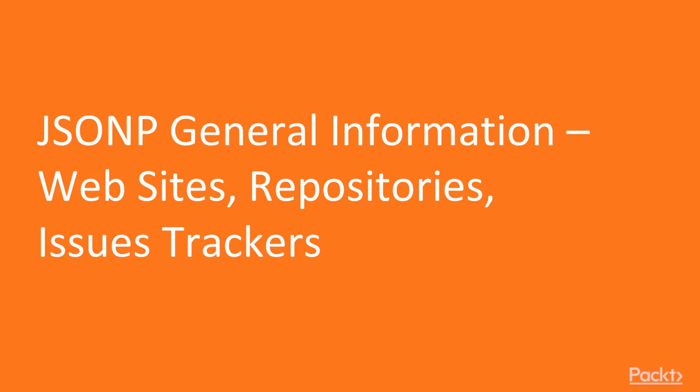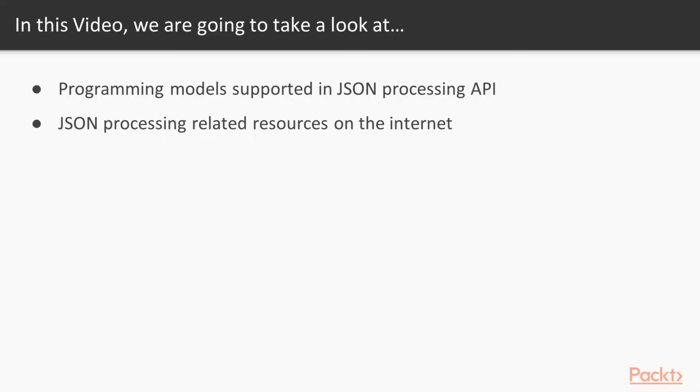Here is the first section 2 video, JSONP overview. In this video, I'll give you an overview of JSON Processing API. We'll talk about supported programming models and corresponding APIs. I'll also show you where JSONP sources are hosted, how to download the specification, and what to do if you found a bug. Let's start with a one-sentence description of JSON processing.